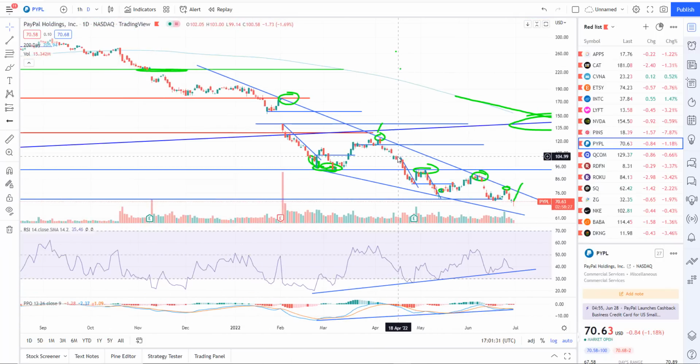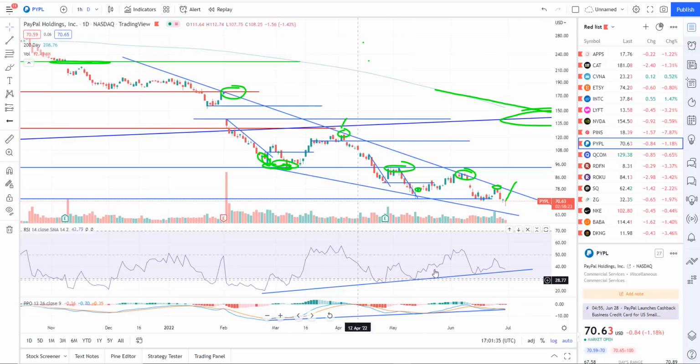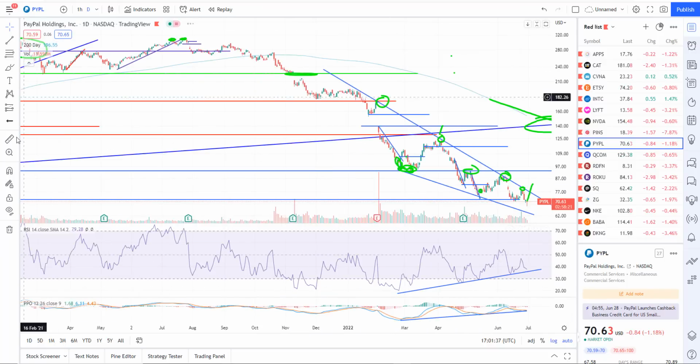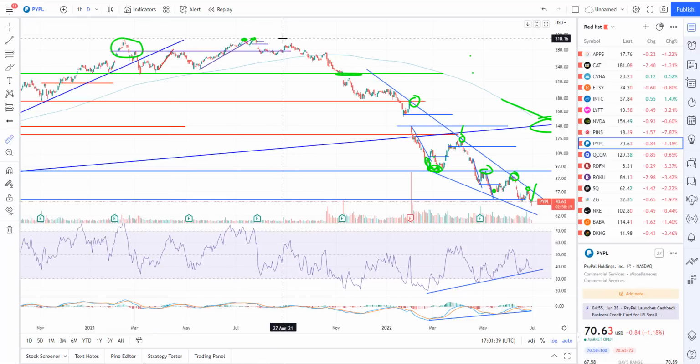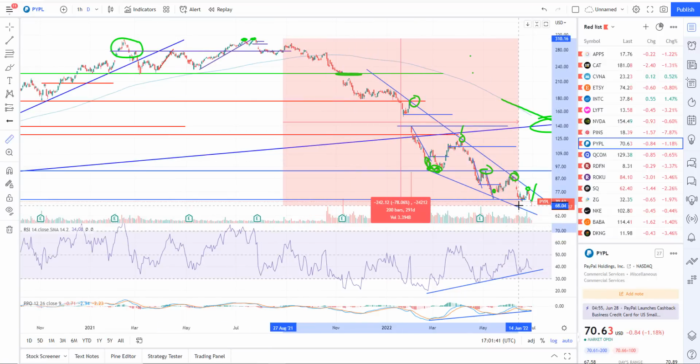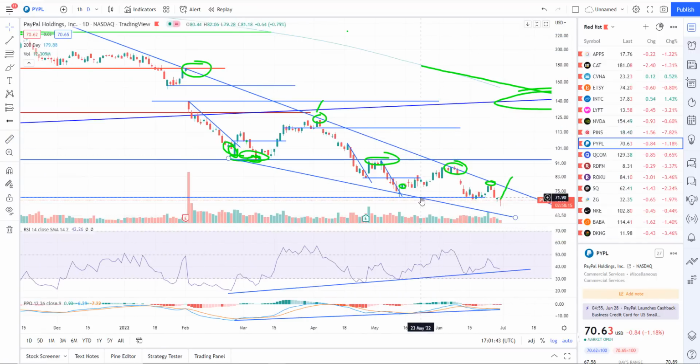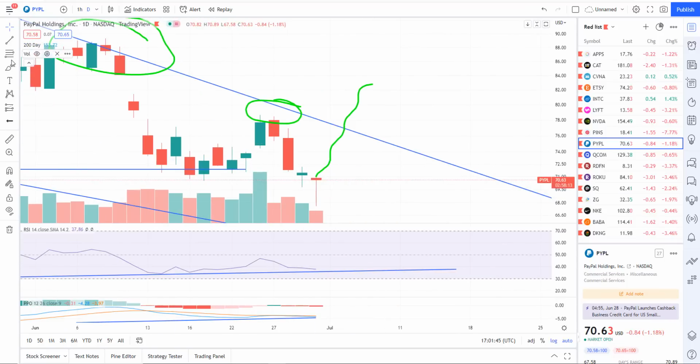PayPal, okay? Big bullish falling wedge pattern on the daily chart. Bullish divergence on the momentum indicators. This thing from the highs down to where it's at now has fallen about 78%. We have, as of today, a reversal candlestick right there. So that is a potential bottom right now in PayPal.